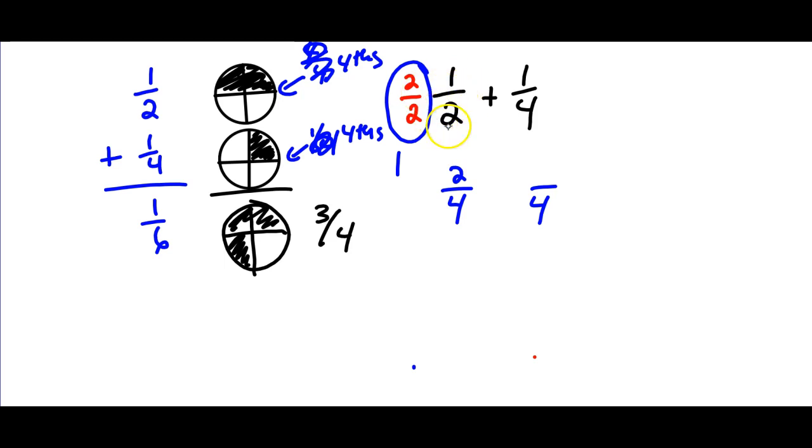And so what I'm doing is changing the way it looks. So it went from 1/2, 1 out of 2 parts, to 2/4, 2 out of 4 parts here. This one didn't change any because I'm multiplying it by 1/1. And now that we've got common denominators, we can just add the numerators. So 2 plus 1 is 3, so you get 3/4.